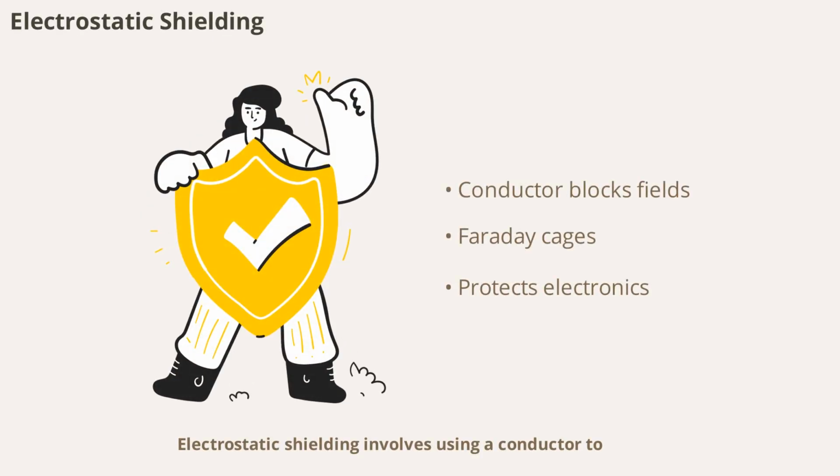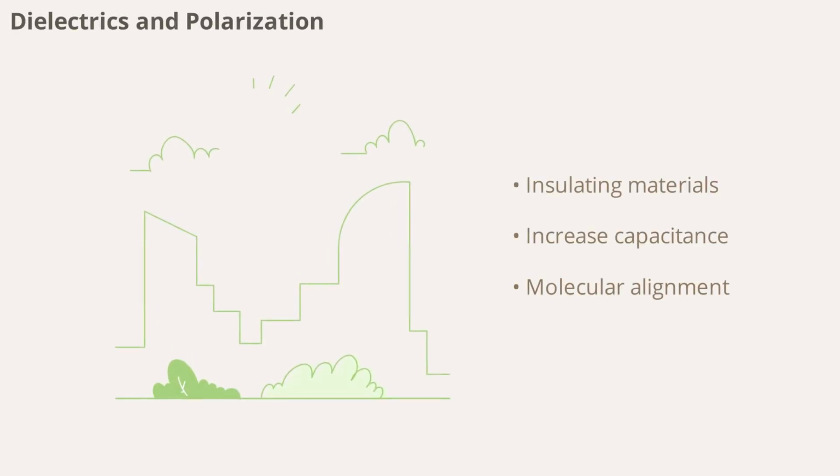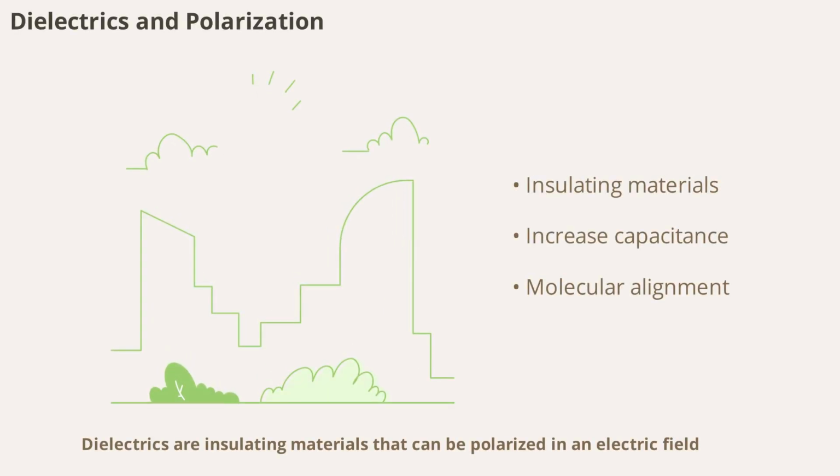Electrostatic shielding involves using a conductor to protect sensitive equipment from external electric fields. The charges in the conductor rearrange themselves to cancel the field inside, creating a safe zone. This principle is used in Faraday cages, which shield electronic devices from unwanted interference and ensure their proper functioning. Dielectrics are insulating materials that can be polarized in an electric field.